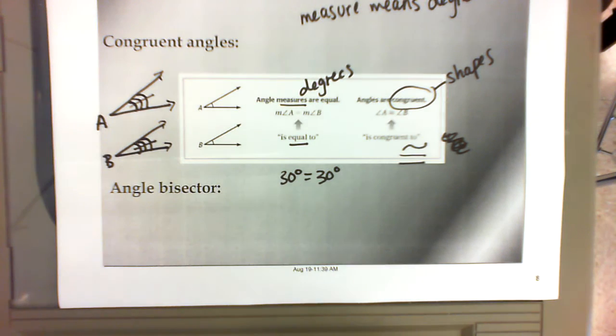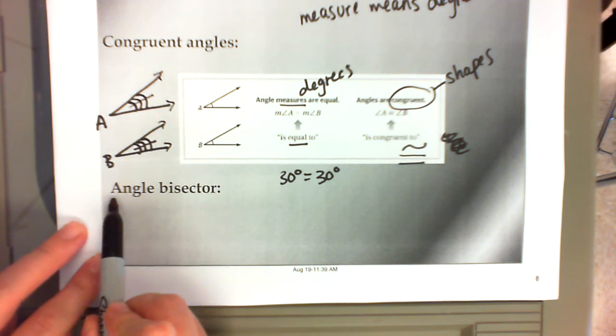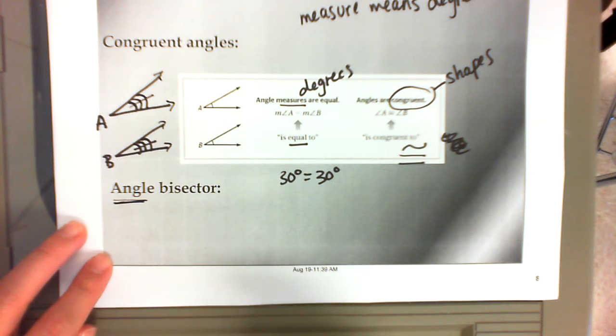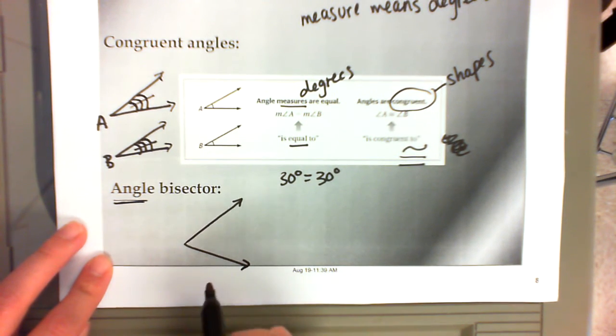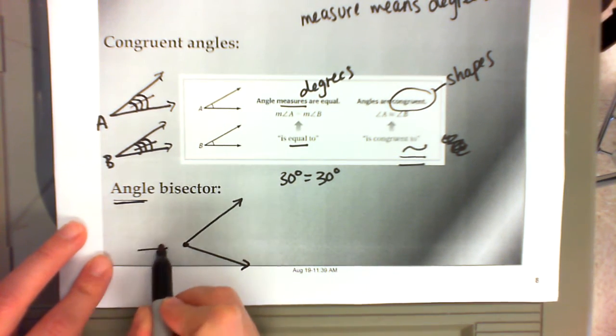Okay, the next term is an angle bisector. First, let's start with the first word, angle. You should know what an angle is. An angle is made from two rays that share a vertex. There's the vertex right there.